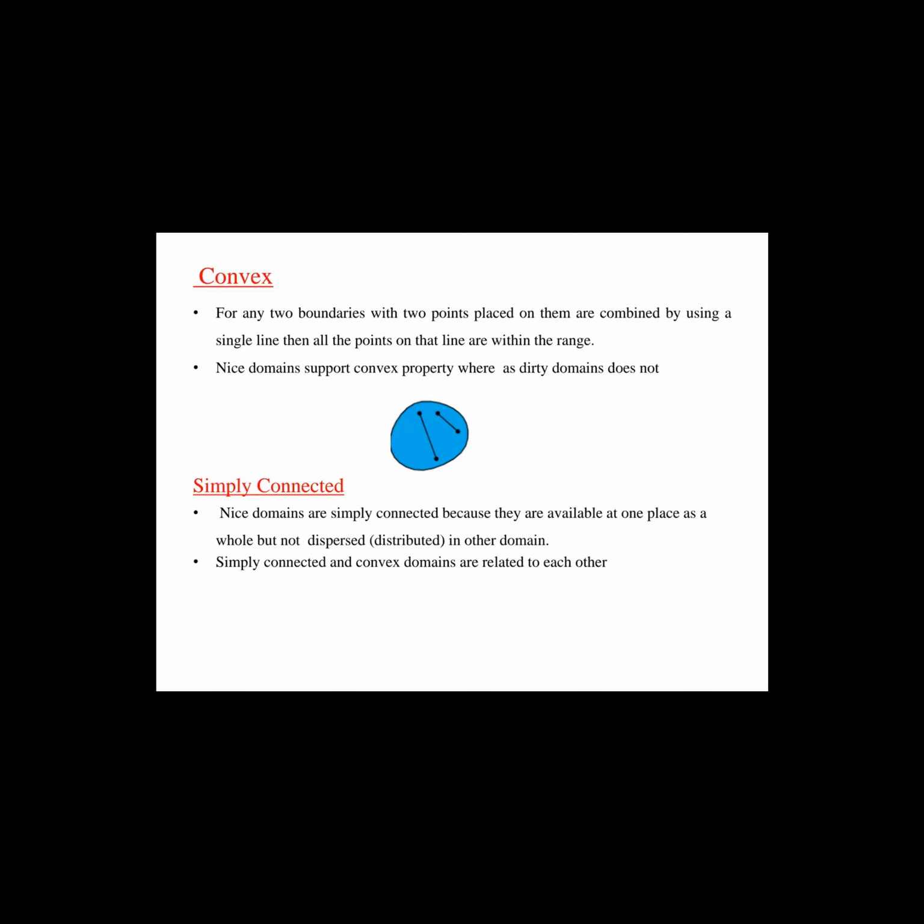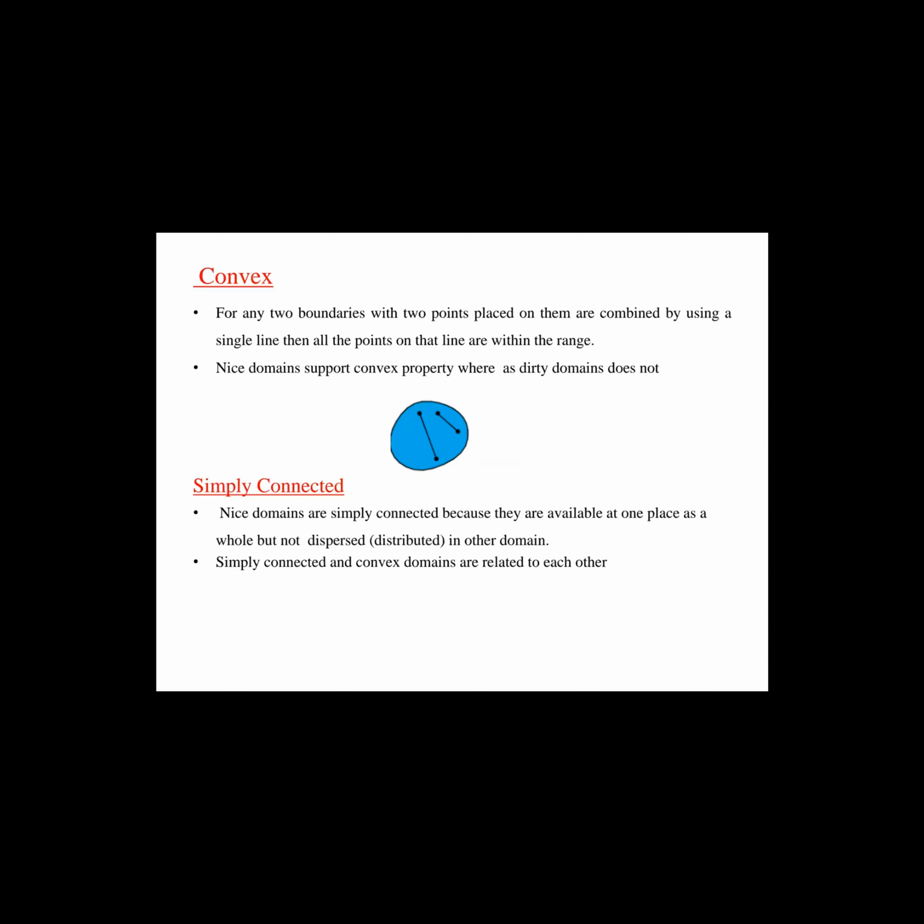Nice domain supports the convex property, whereas dirty domains do not. When you come to the ugly domains, that particular point connection will be outside the boundary. So half will be in the boundary, half will be outside the boundary. Then it is called the dirty domains or ugly domains. Okay.